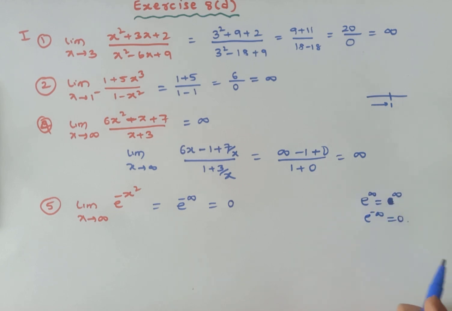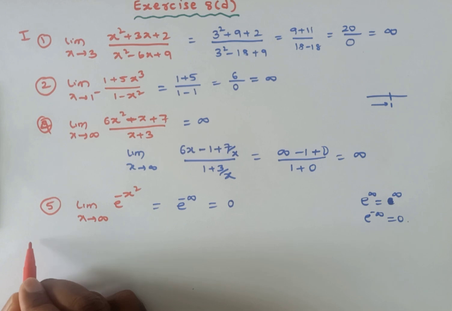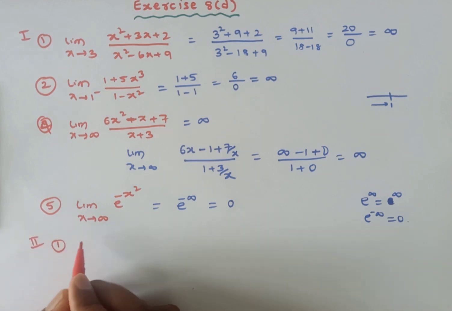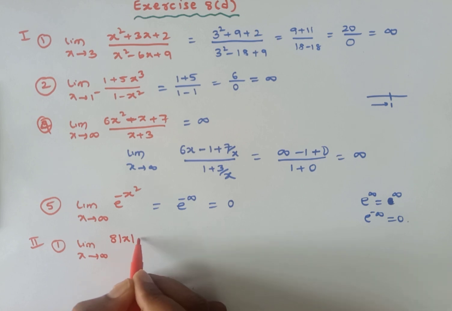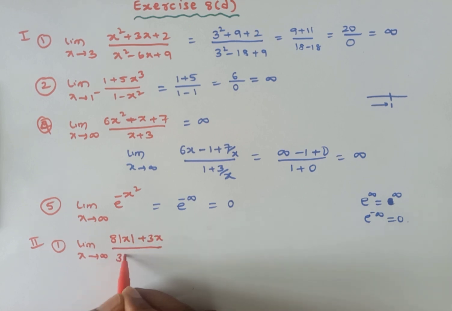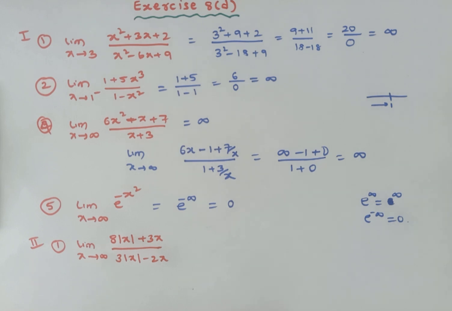Okay, e power infinity, then that is right. Next, Roman 2. In that the first problem: limit x tends to infinity, 8 into modulus of x plus 3x divided by 3 into modulus of x minus 2x. It is a rational function, and the numerator and denominator contain the modulus function.